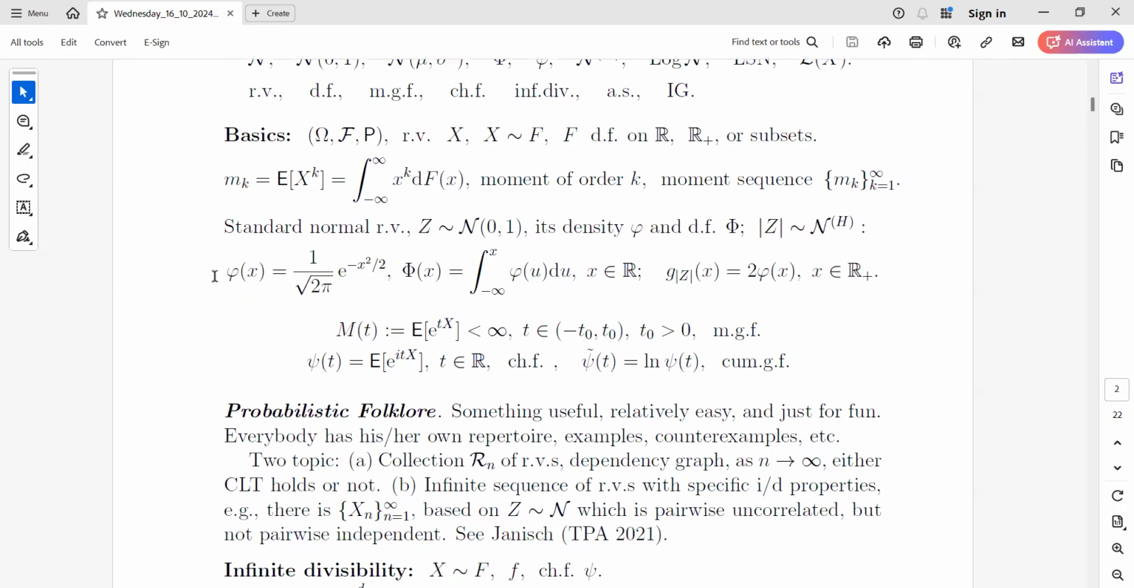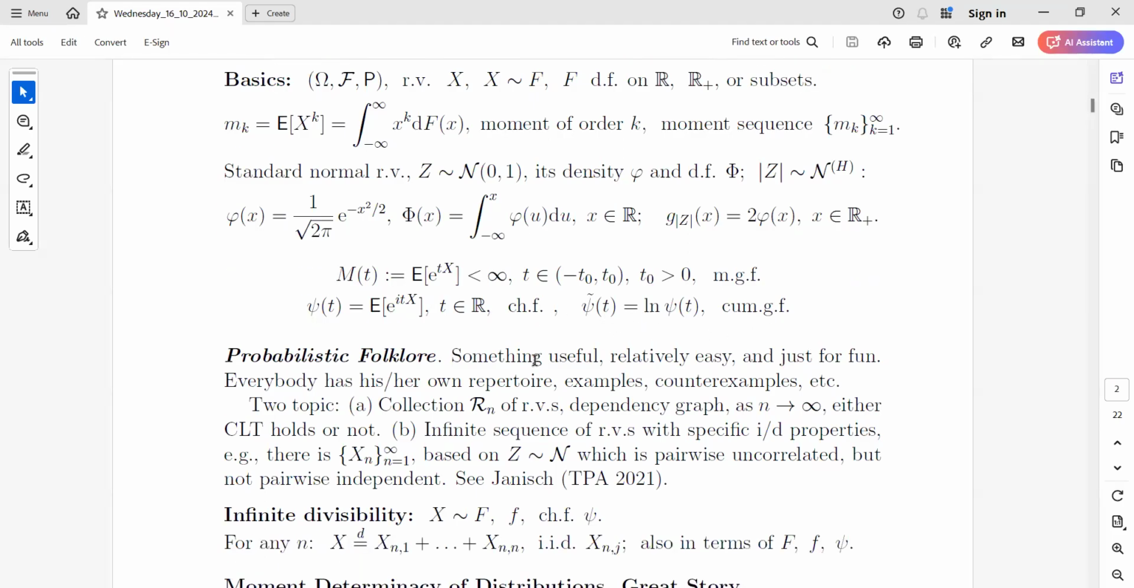So this is the density, the distribution function. So this is phi. In Greece, this is the pronunciation of the letter phi, not phi, like the Americans say. So we have this. We will be using also two functions: one is the moment generating function, and this one is the characteristic function, and the cumulant generating function, the logarithm of this.